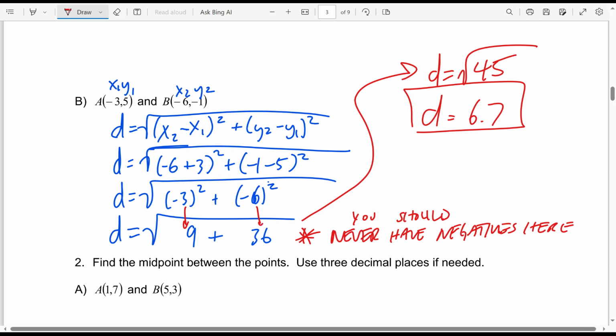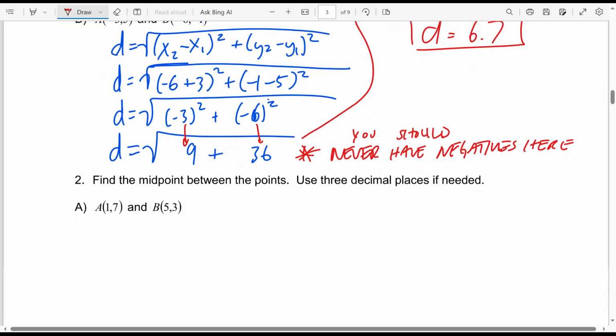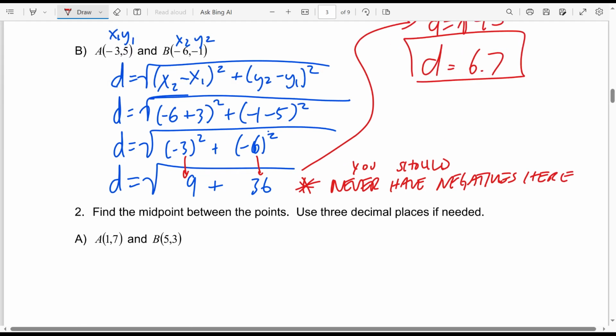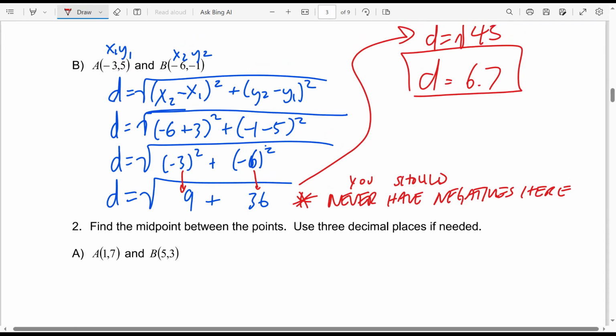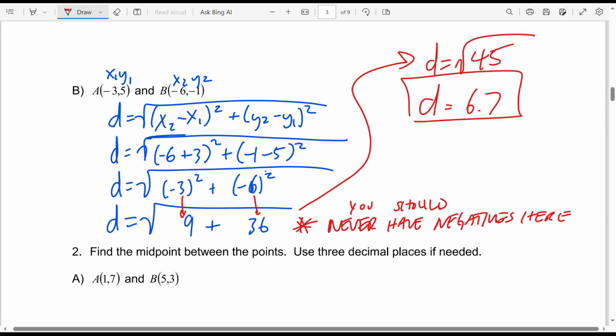6.7. Typically the question is just asking for a tenth. Basically all I'm saying is a question is really only going to be asking you for one decimal place. That's it. Okay. So any more questions on distance?